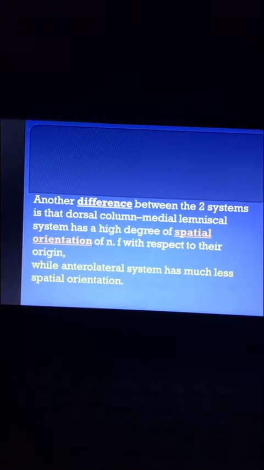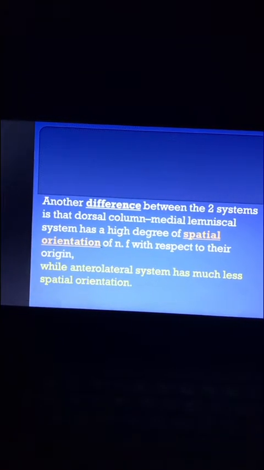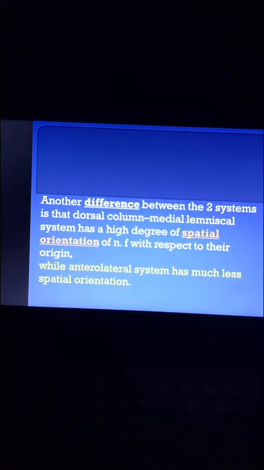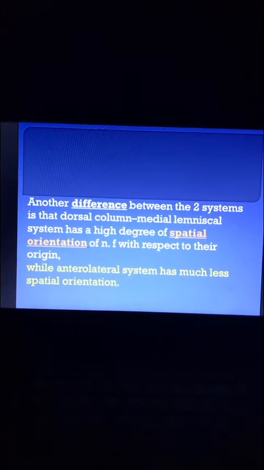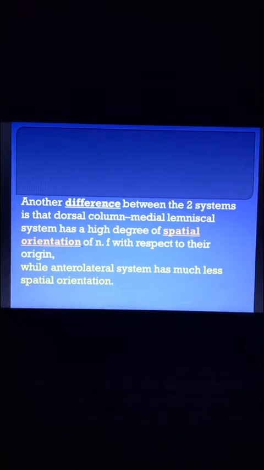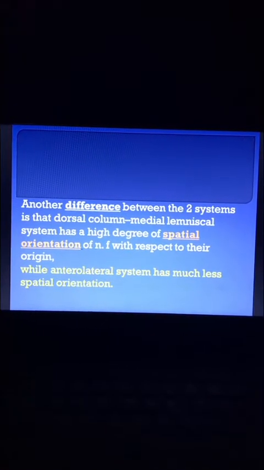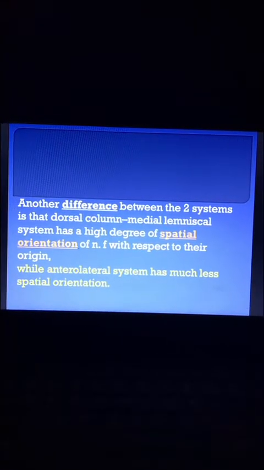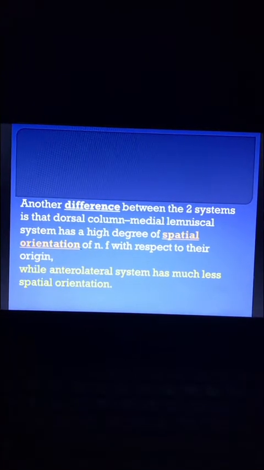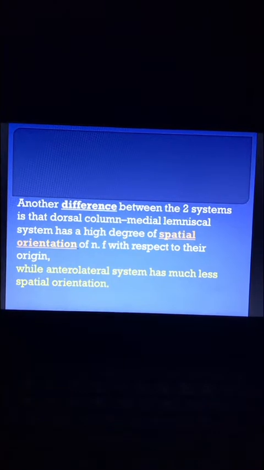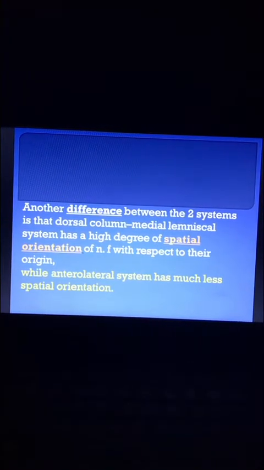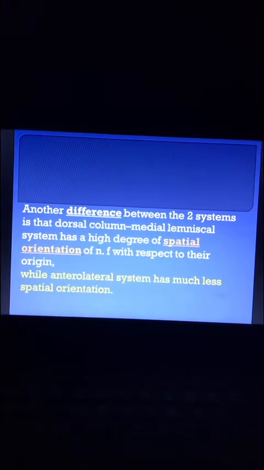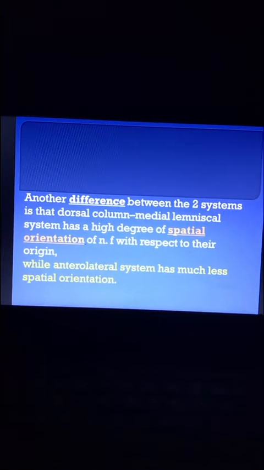This is an important difference, and another difference between the two systems is that the dorsal column medial lemniscal system has a high degree of spatial orientation with respect to origin. Spatial means an arrangement in space, the arrangement of place during passage in the spinal cord. While the anterolateral system has less spatial orientation.